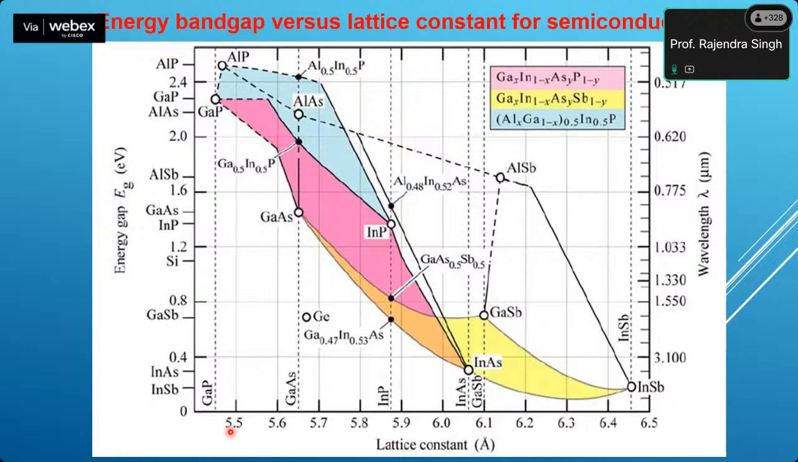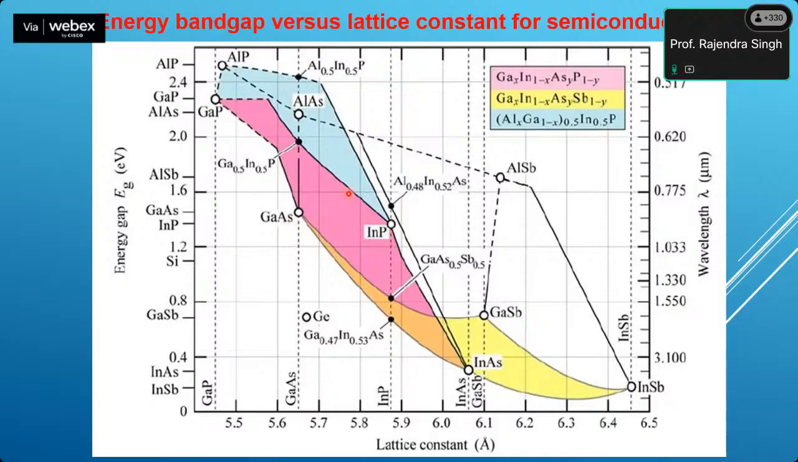You can see, starting from 5.5 angstrom to 6.5 angstrom, the band gap values are shown from very low values, like 0.1 or 0.2 electron volt, going up to more than 2-3 electron volt. All these dots represent a particular semiconductor material. Here it is indium phosphide. Indium phosphide's band gap is 1.35 electron volt, or close to that, and the lattice constant is close to 5.9 angstrom.